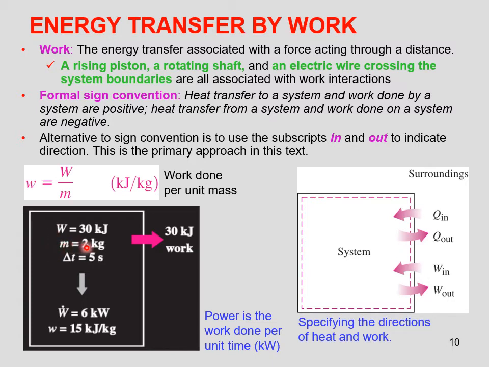The mass is 2 kilograms, and the time interval is 5 seconds. So here you have a case where the system is doing work on the surroundings. Notice this is work out. So W dot is just the work rate, which would be 30 kilojoules divided by 5 seconds, 6 kilowatts. Small w is the work per unit mass. That's going to be 30 kilojoules divided by 2 kilograms, or 15 kilojoules per kilogram.